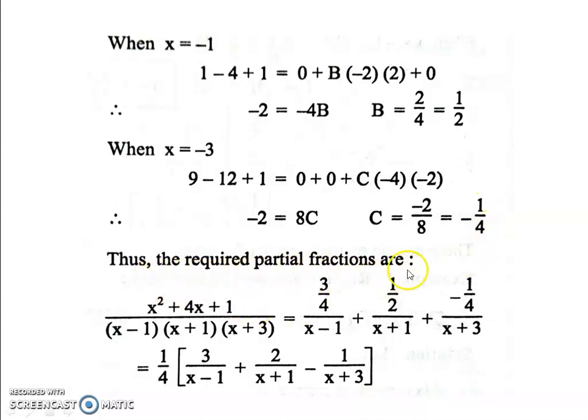So this is the required partial fraction. We have (x square plus 4x plus 1) upon (x minus 1)(x plus 1)(x plus 3) equal to A value 3 upon 4 upon x minus 1, plus B value 1 upon 2 upon x plus 1, plus minus 1 upon 4 upon x plus 3. If we take 1 upon 4 common, the answer is 3 upon x minus 1 plus 2 upon x plus 1 minus 1 upon x plus 3. This is also a final answer. You get the whole marks, and if we take the common, you also derive the same marks.